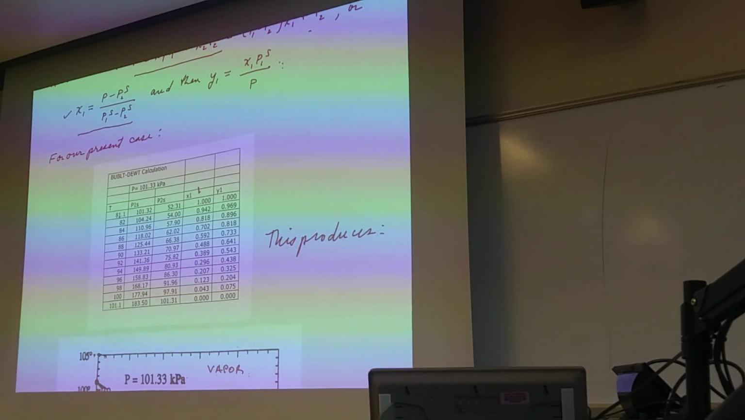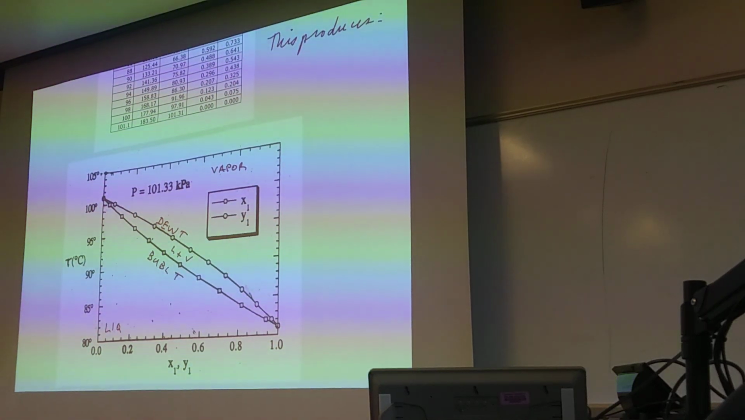This produces then my phase diagram here for the dew point and bubble point temperature. So I've got now another phase diagram. We saw one earlier where the temperature was held constant, and then we got dew point and bubble point values for the pressure. So we should understand that what we've got is a phase diagram here.